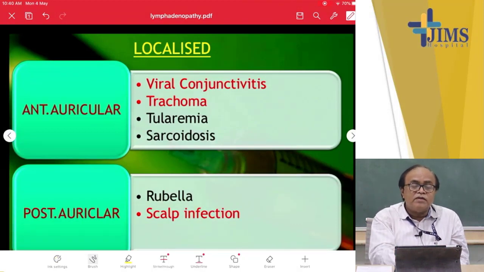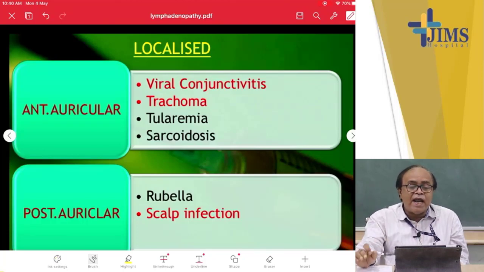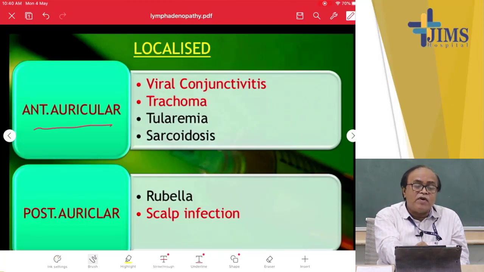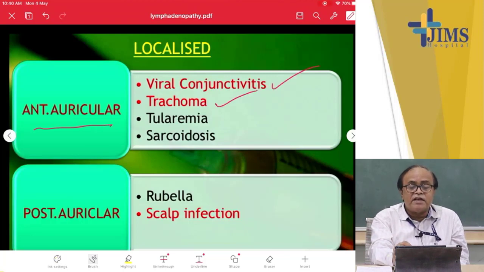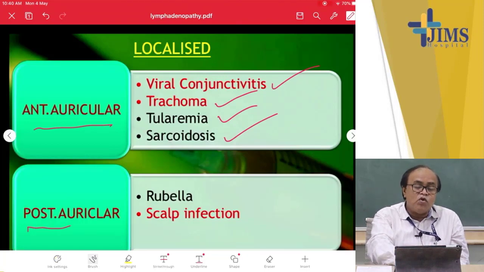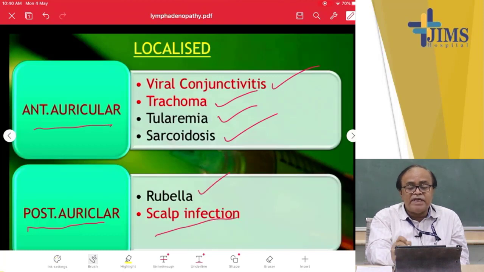Now we have discussed earlier the generalized lymphadenopathy, now localized. Localized where? Anterior auricular, anterior to the ear. What may be the causes? Viral conjunctivitis, trachoma, tularemia, sarcoidosis. If it is behind the ear, post auricular, the cause may be rubella, scalp infection.